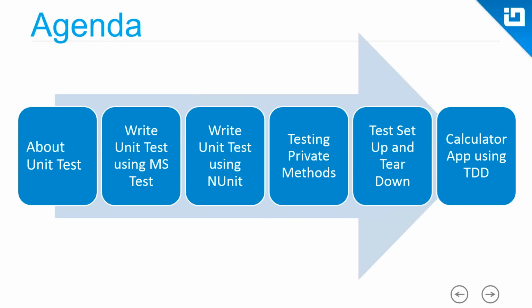So the agenda of today's webinar is very simple. In previous webinars we had a feedback that we went very fast. So today we will be going very step by step and try to be as slow as possible, so that everyone is on the same page at the end of the webinar. Today we'll learn about unit test, that why we need unit test. Then we'll see how we can write unit test using the MS Test. Then further in the webinar, we will learn how to write unit test using NUnit.